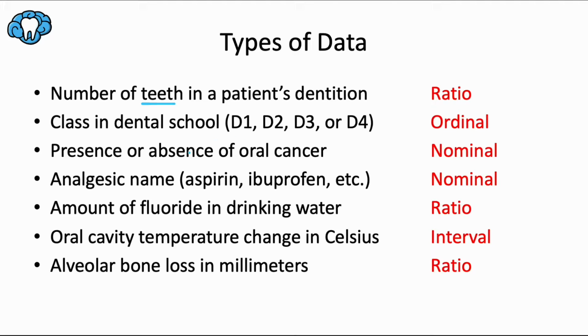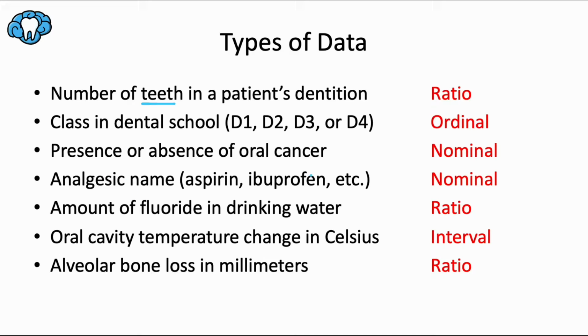The presence or absence of oral cancer is a nominal variable because it represents categories with no intrinsic order. They're simple labels. It's in fact a binary variable with just 2 categories, either the presence or absence of oral cancer. These categories are mutually exclusive and certainly do not have any meaningful numerical difference between them. So the answer for that one is nominal.